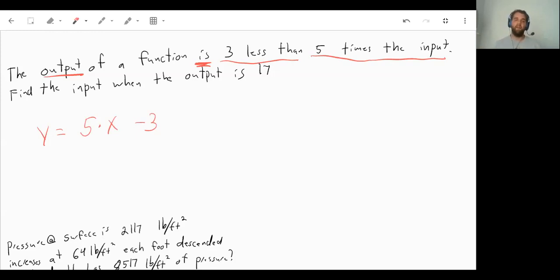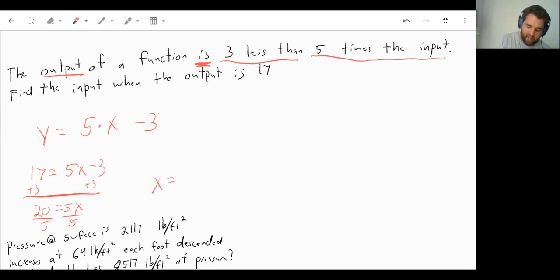So now we want to try to find the input when the output is 17. So if we have 17 equals 5x minus 3, we can add 3 to both sides, which will get us 20 equals 5x. And now we can divide both sides by 5 to get x by itself. So x has to equal 4.